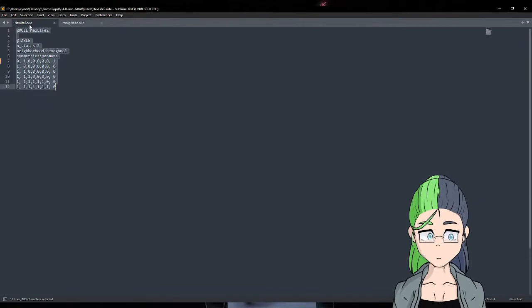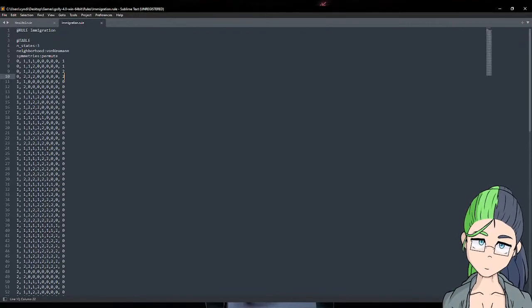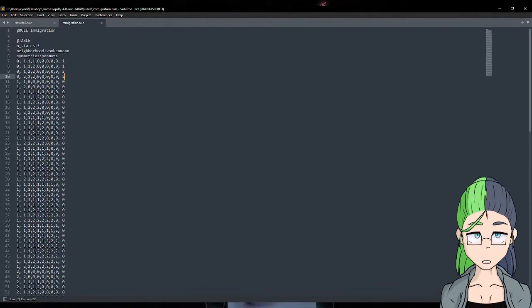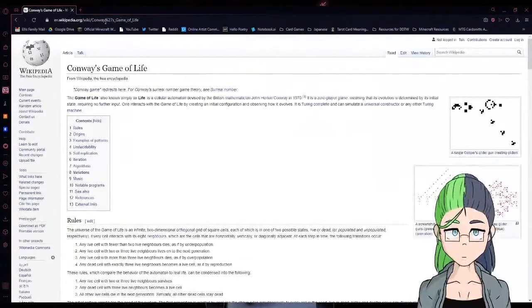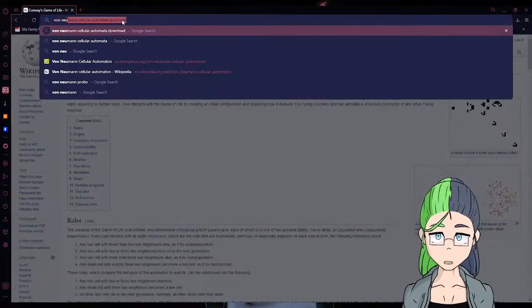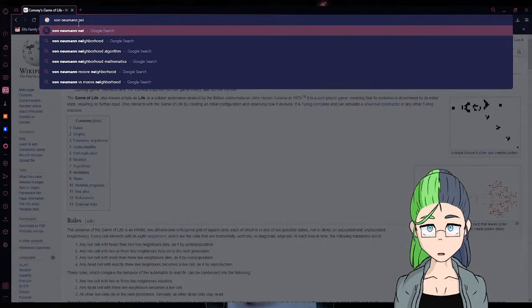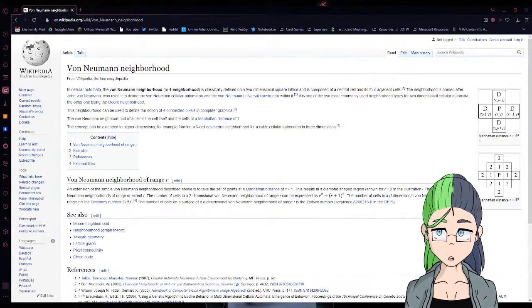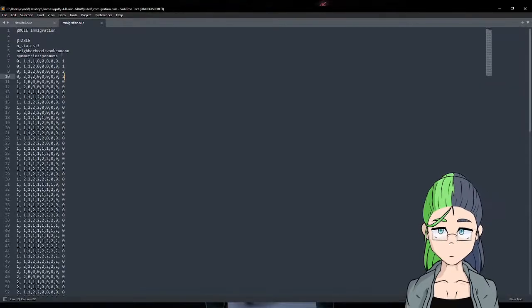Because there should be, let's see, if we look at this, the Von Neumann neighborhood is all eight of them, and the Moore neighborhood is four, I think. Shoot, I don't remember. Well, okay. Let's just search Von Neumann neighborhood. Okay. Von Neumann neighborhood. Oh no. The Moore neighborhood is what I was thinking of. Whoops. Moore neighborhood. Alright, try this again.